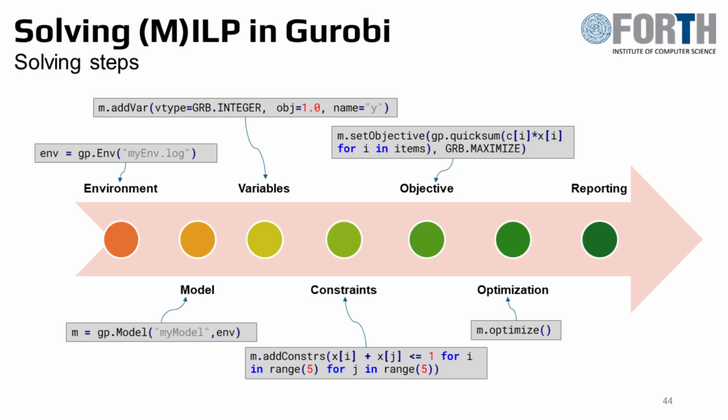Finally, we call the optimize method. At that point, Gurobi takes over and applies presolve, LP relaxation, cutting planes, branch and bound, heuristics, and many other internal techniques automatically. From a user perspective, the workflow is simple and sequential. Internally, however, a very sophisticated algorithmic engine is activated.